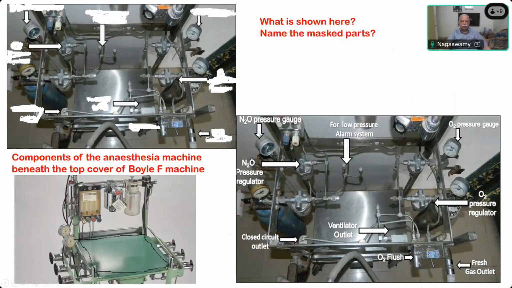This is the nitrous oxide pressure gauge, this is the nitrous oxide pressure regulator separately, and this is the oxygen pressure regulator. This is the low flow alarm system, ventilator outlet, closed circuit, common gas outlet, and the oxygen flush is here in this machine. So these are all the parts which you can see underneath the top covering of this table.